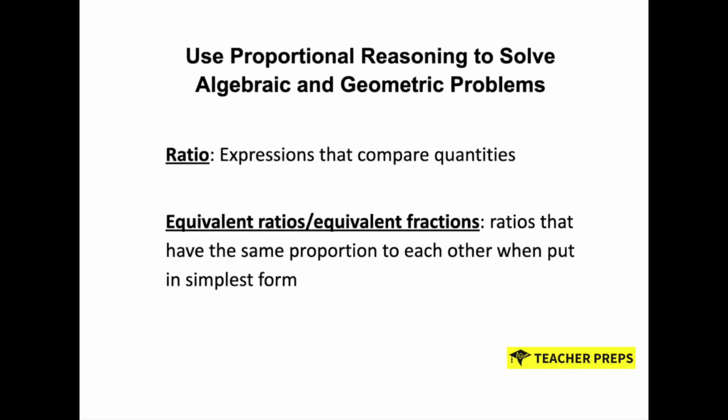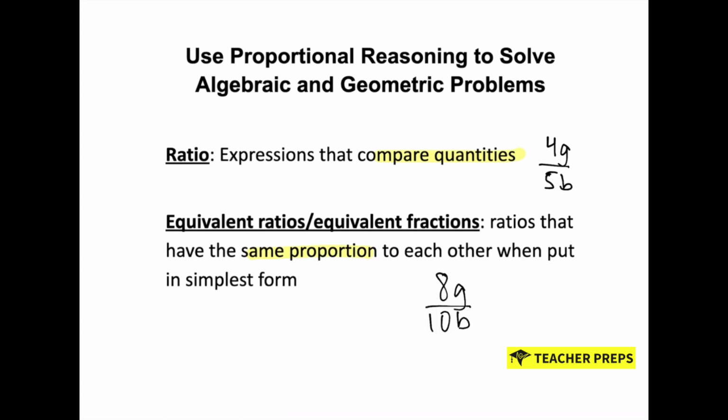In this video, we're going to use proportional reasoning to solve algebraic and geometric problems. First, we need to know what a ratio is. A ratio compares quantities. For example, I could have 4 girls for every 5 boys. Equivalent ratios are really equivalent fractions. They're ratios that have the same proportion to each other when put in simplest form.